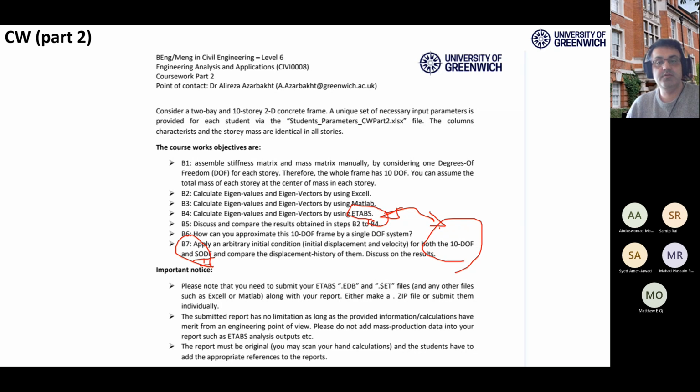In the B7 section, you're simply comparing the response of a single degree of freedom system with the 10-story building system, and you will see how close they are together. The closer they are together, the more accurate the assumption in the B6 section is. And this is the sort of discussion I anticipate from you in the B7 section. Is this clear for everyone?